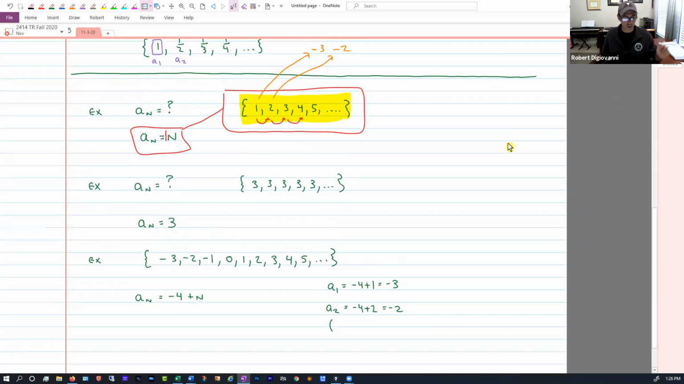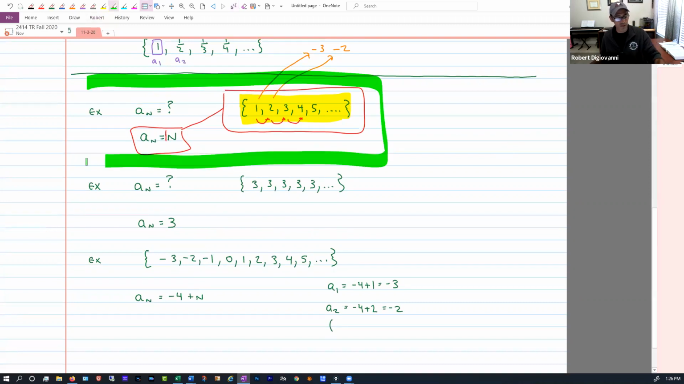Okay, this sequence is very important because we're going to use it for other things. Like, we'll use it to build other sequences.